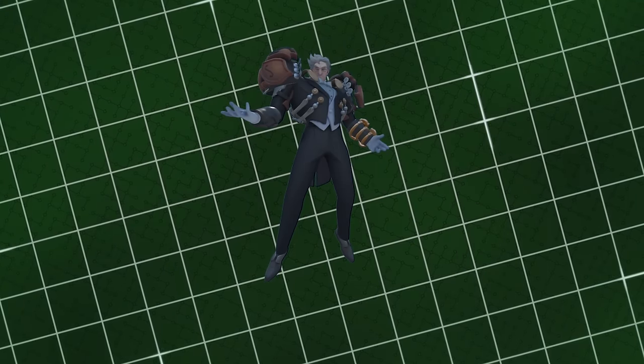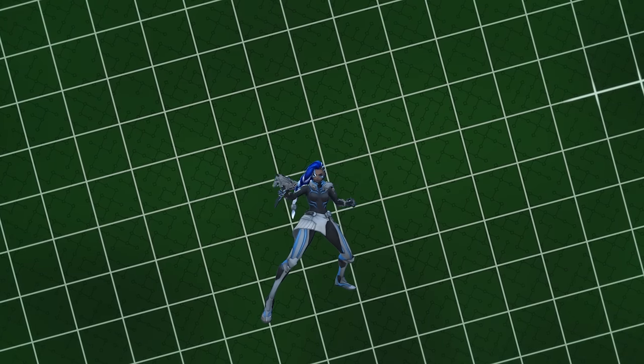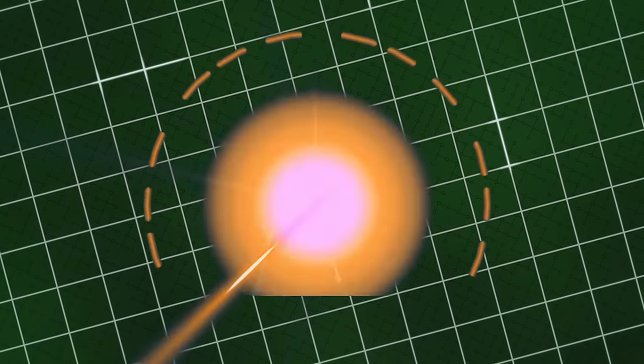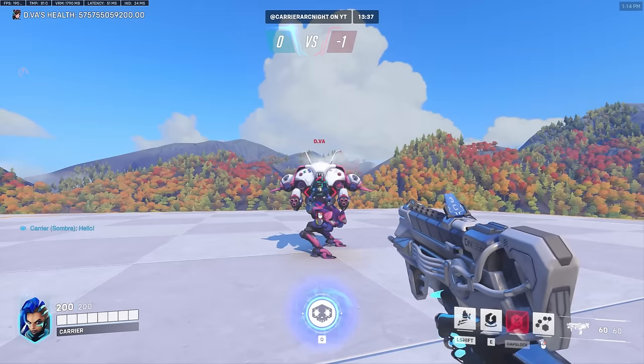Let's come back to this situation some other day. Fortunately for us, there is another with this type of ability. Sombra, with her ultimate, EMP. EMP works similarly to Gravitic Flux. It deals 40% of current health of its target.